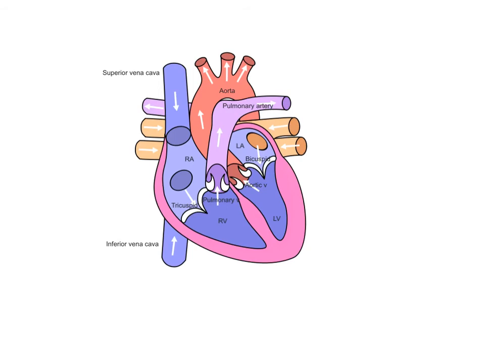They carry deoxygenated blood from the body to the right atrium. The superior vena cava carries deoxygenated blood from anywhere in the body above the heart. The inferior vena cava carries deoxygenated blood from the body anywhere below the heart to the right atrium.